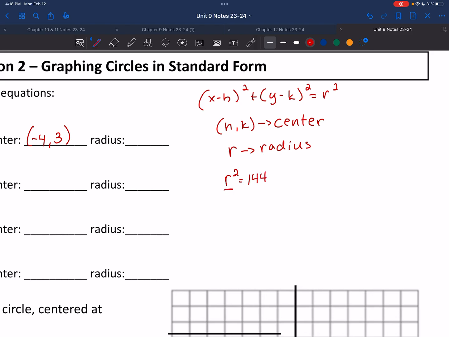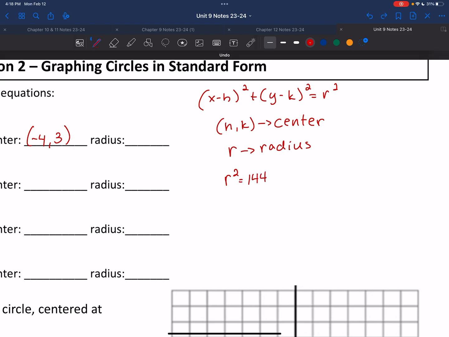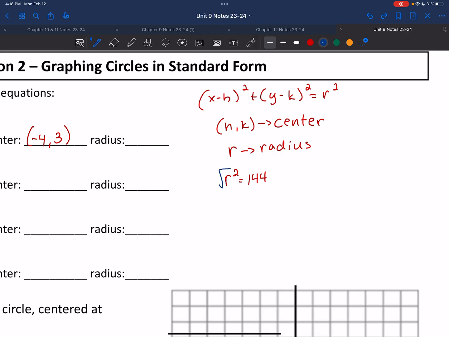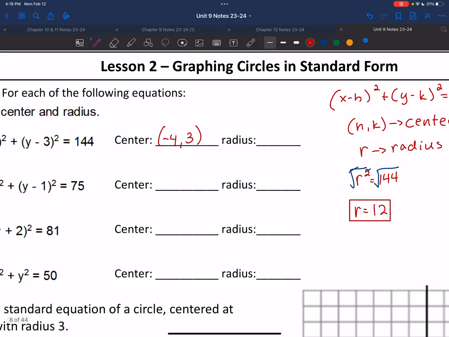So if I'm trying to figure out what my radius is, in order to get r by itself, I need to square root it. So if you take the square root of both sides, you're going to find that r, in this case, would be equal to 12. So our radius for this first equation is the square root of 144, which is just 12.